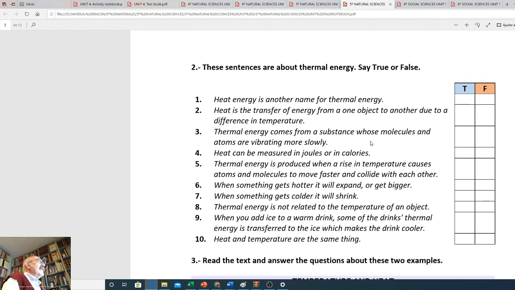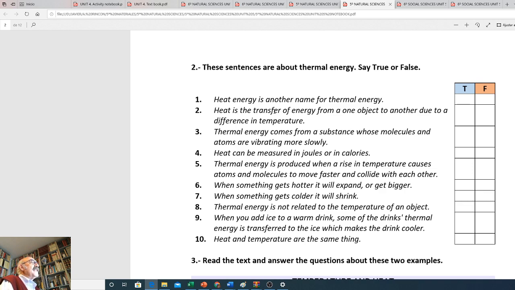So, now, number 2. These sentences are about thermal energy. Say true or false. You can take part here. So, number 1. Heat energy is another name for thermal energy. What do you think? Yes, that's true.